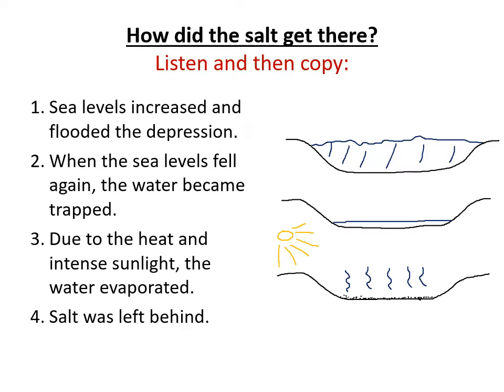So the salt is left behind because it is too dense. It is not able to be evaporated with the water, so it is left behind. And that is why we have these large flat layers of salt on and in the ground around and inside the Danakil Depression. So you can draw those diagrams next to the pictures.